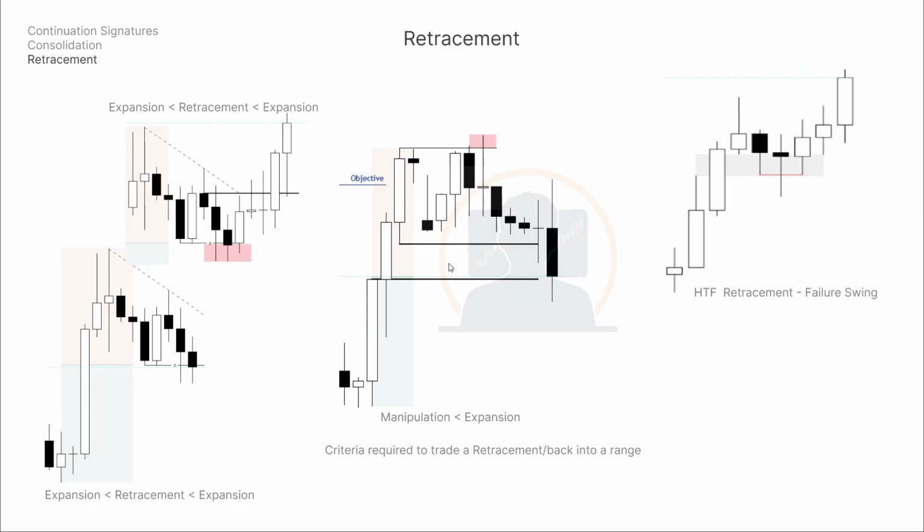targeting the internal range liquidity. And this is how the retracement is going to look on the higher time frame, where you have expansion into an objective followed by a pullback or a retracement. In this example, we have a single candle retrace back into this fair value gap followed by a reversal candle. This reversal candle represents the manipulation leg. So you need to wait for this reversal candle to close and then you trade the expansion candle that follows after that.